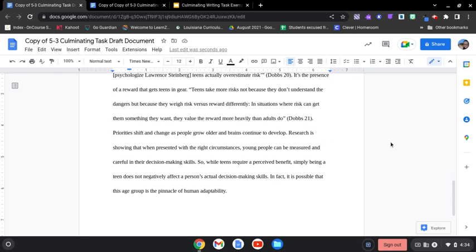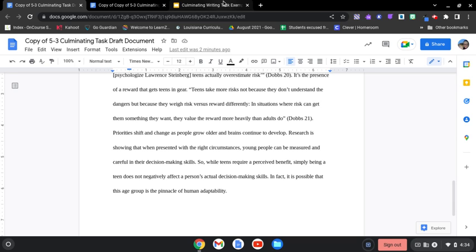Research is showing that when presented with the right circumstances, young people can be measured and careful in their decision-making skills. So while teens require a perceived benefit, simply being a teen does not negatively affect a person's actual decision-making skills. In fact, it is possible that this age group is the pinnacle of human adaptability.